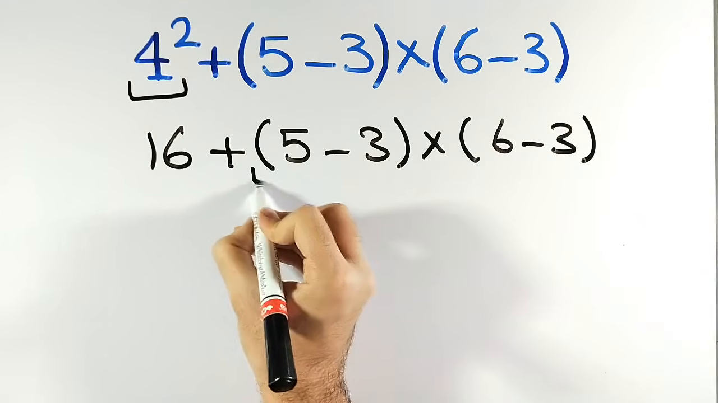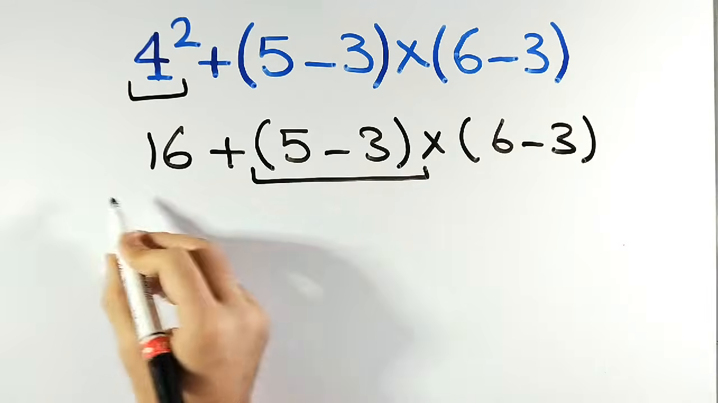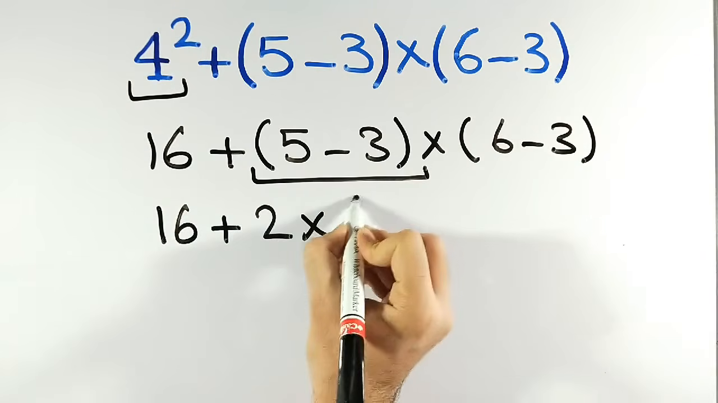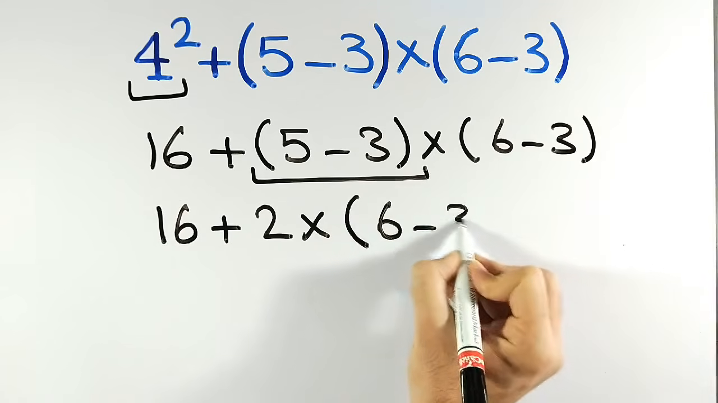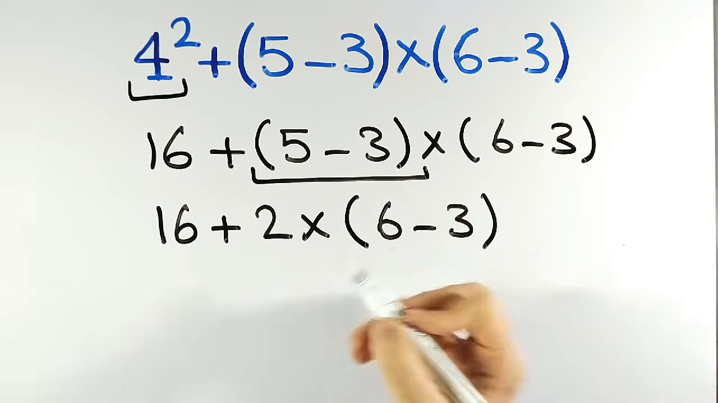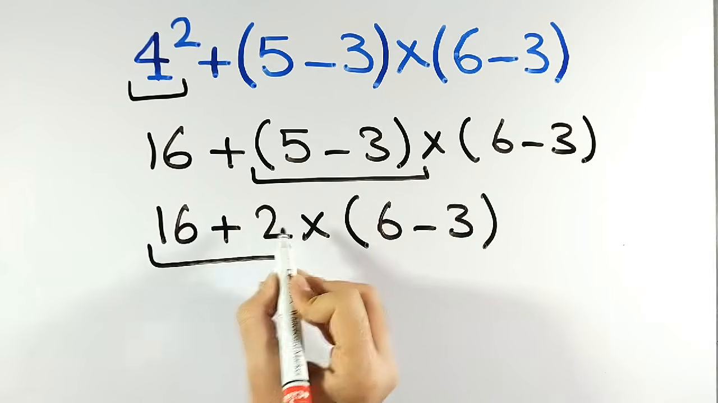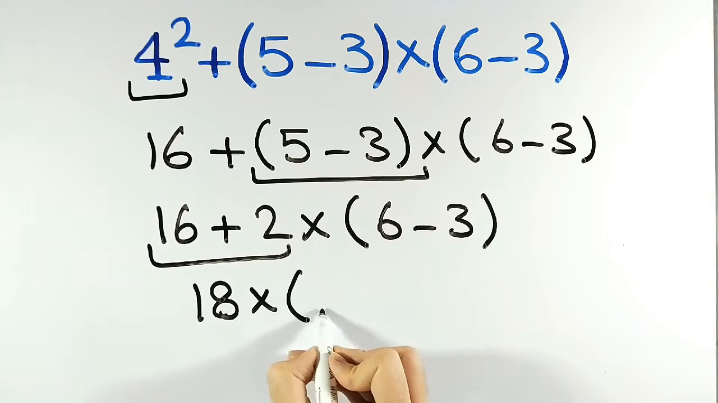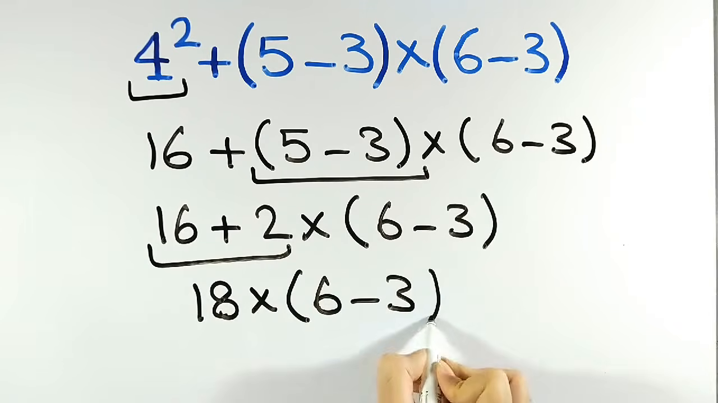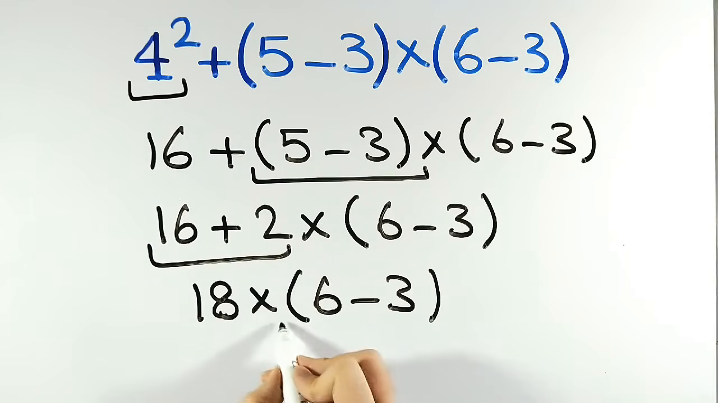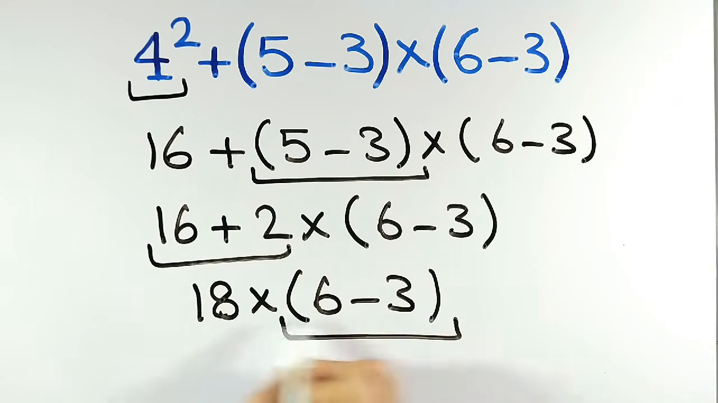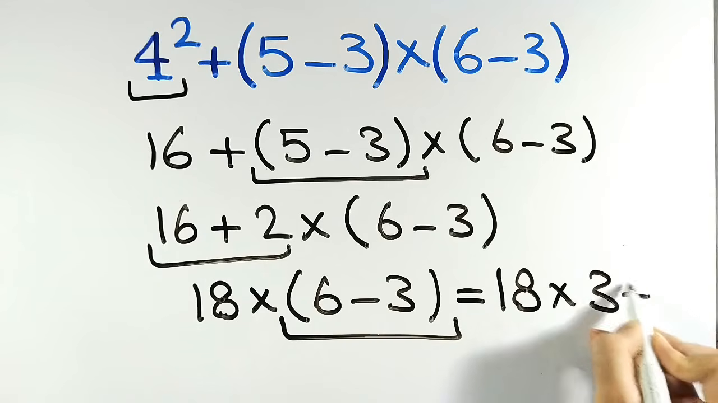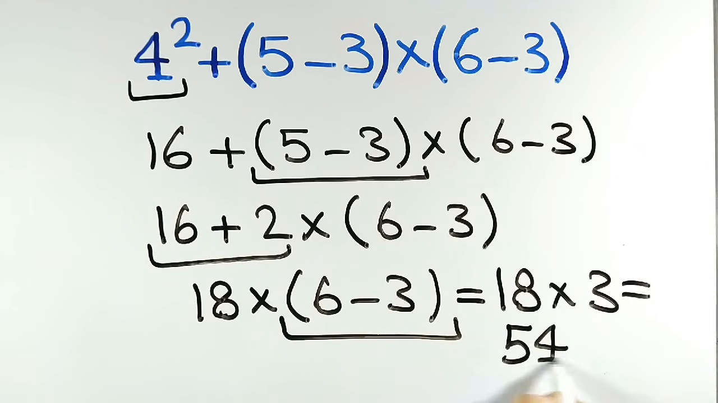And the next step, they go for the expression inside the first parenthesis. And instead of this expression, they write 16 plus 2 multiplied by (6 minus 3). Then they go for the addition between 16 and 2. And write this expression as 18 multiplied by (6 minus 3). Then they go for the expression inside the parenthesis. And instead of this expression, they write 18 multiplied by 3, which finally gives them the answer 54.